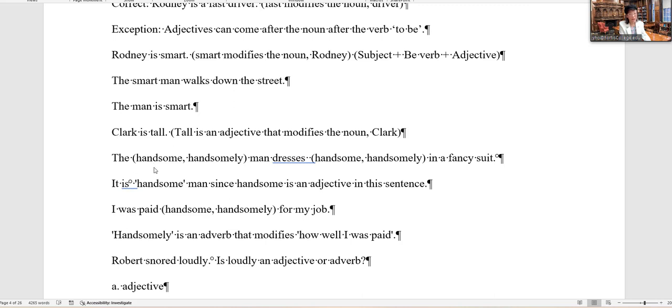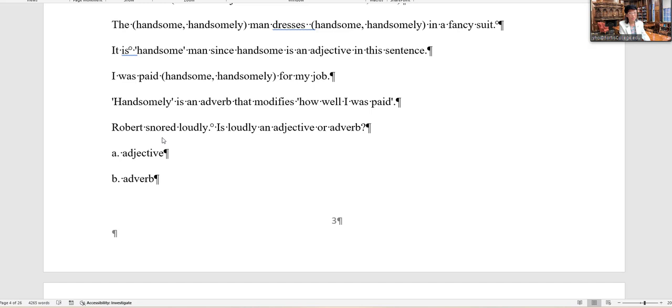So if you wanted to say the handsome, handsomely man dresses handsomely in a fancy suit, which is correct? Is it handsome or handsomely man? Handsome, because adjectives come before the noun. Anything with an ly is an adverb. So if I say the man dresses handsome or handsomely? Handsomely, because handsomely can come anywhere in the sentence. I was paid handsome or handsomely for my job? Handsomely. So usually if it ends in ly, that's an adverb.